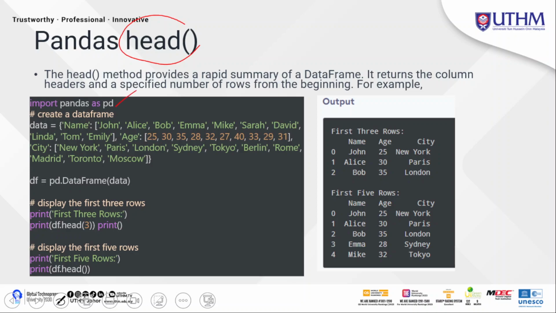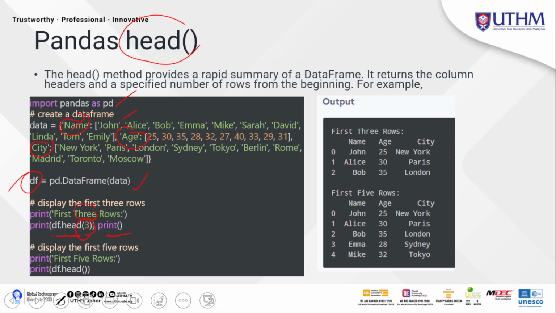Okay, so we import pandas and create the data frame. We have name, age, city, three columns. So we have created a data frame, which is a table. Display the first three rows. In order to display the first three rows, we use df, the data set name, df.head. Inside, we put 3 and print the output. So you'll get the first three rows.